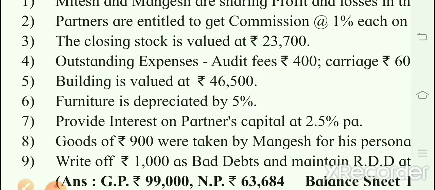Then next is furniture is depreciated by 5%. See, on the asset side the amount of furniture is 64,000. 5% of 64,000 means 3,200. Deduct this amount from furniture. In the outer column it will be 60,800, and the second effect will be written on the debit side of the profit and loss account.